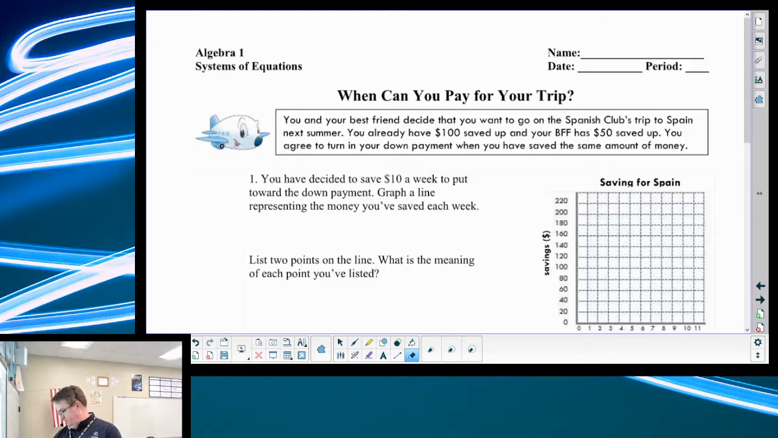So to do that, you have saved $100 so far, and you're going to save $10 a week. So the first thing that you're going to do is graph it over here. Okay, I don't need an equation. I don't need anything else. Just graph what the money looks like. So go ahead and hit pause for a second, and then come on back.